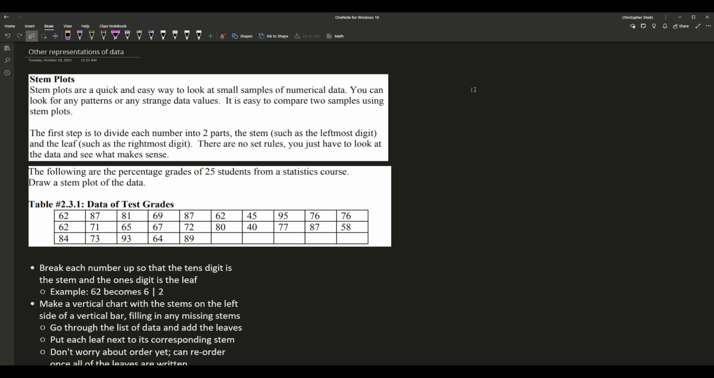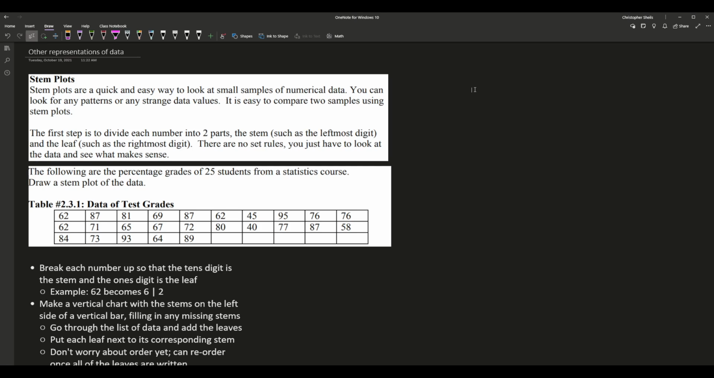The first step is to, they say, divide each number into two parts. It maybe makes more sense saying to break the number into two parts. Here we call these parts the stem and the leaf. The stem could be the leftmost digit, for instance, and the leaf could be like the rightmost digit. There are no set rules here. You just have to look at the data and see what makes sense. So we're going to go through this process together.